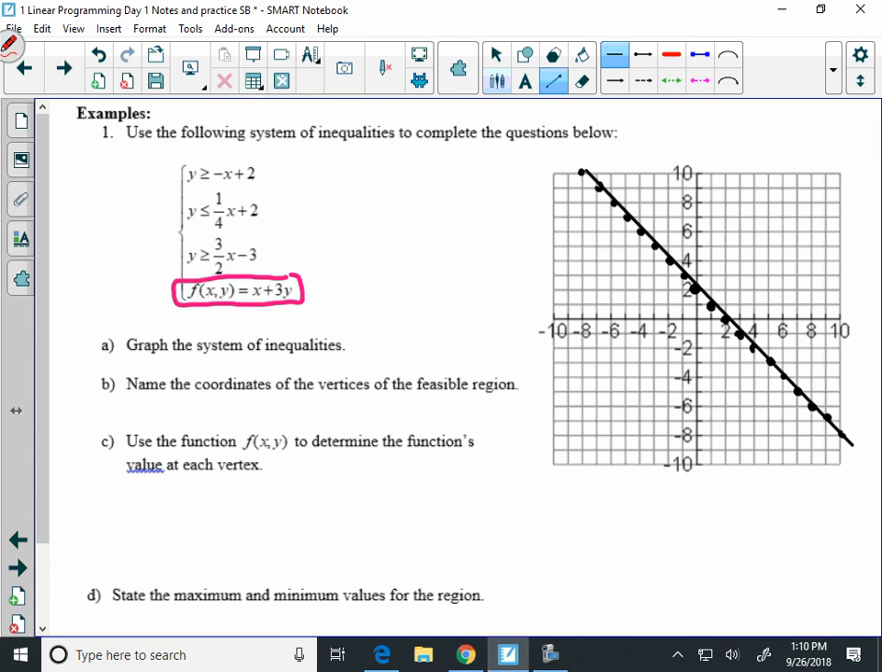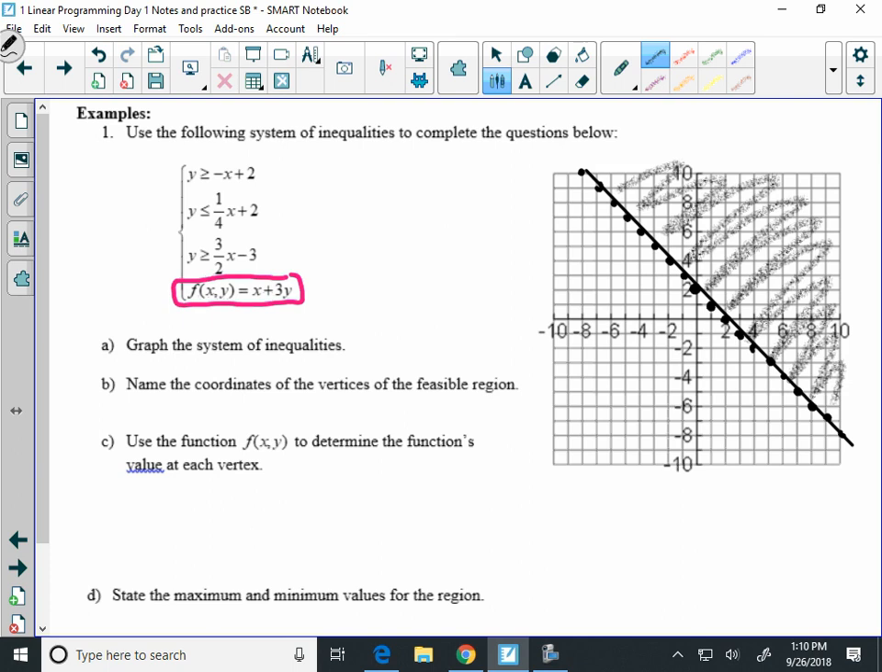So let's think about this inequality really quick, though. If that says y is greater than or equal to, would you shade above this line or below this line? Above. All right, so I'll shade up here. You just pretend you shaded on your paper, and we'll do it later. Okay? All right, let's try the next one.